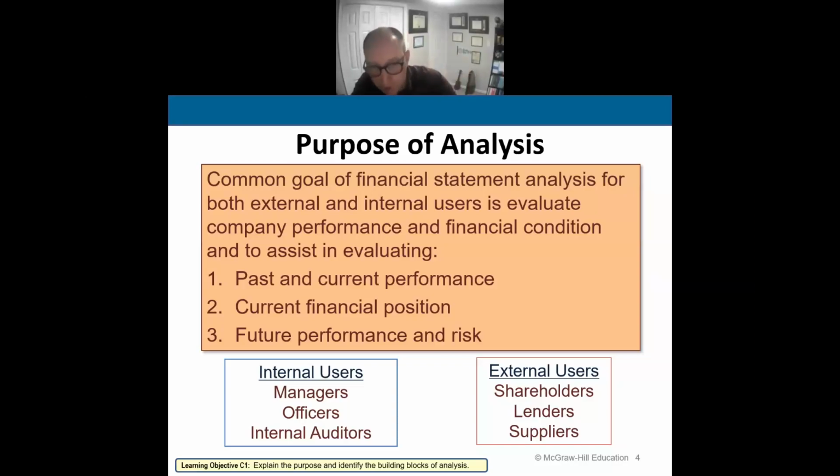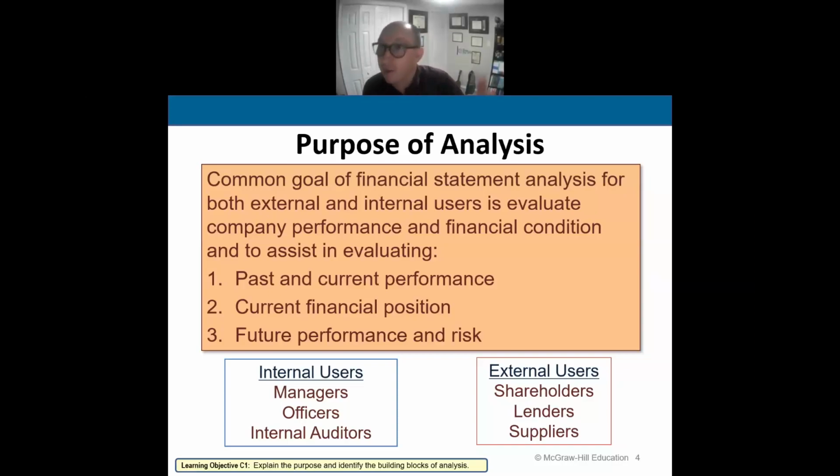They use the financial statements to make decisions. They use the financial statements to budget. They use it to understand the financial performance of the company inside the company. Internal users. The other kind of users, as you recall from Principles of Accounting 1, are external users.